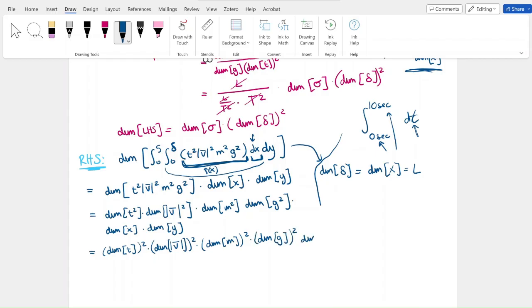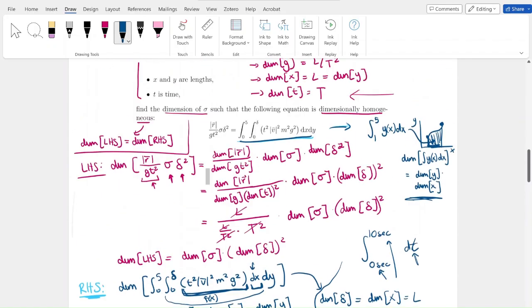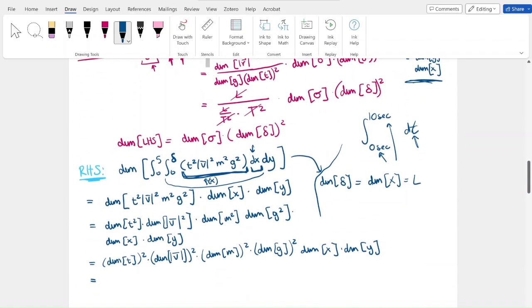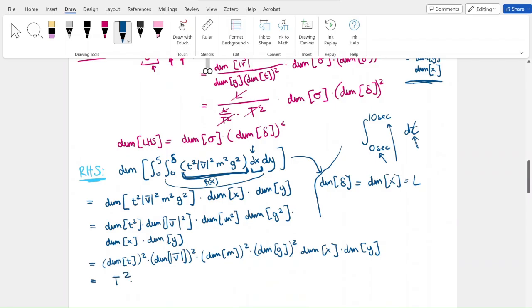And then times dimension of x times dimension of y. Okay, so from above we know all of these quantities. So we have dimension of t is T. Dimension of v, which was the magnitude of the velocity vector, is just going to be not meters per second, length over time squared. I always get confused here because sometimes I think m as in meters, so maybe be careful of that if you're prone to forgetting that too.